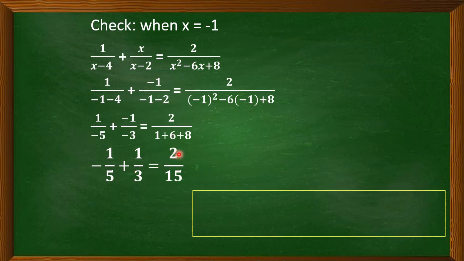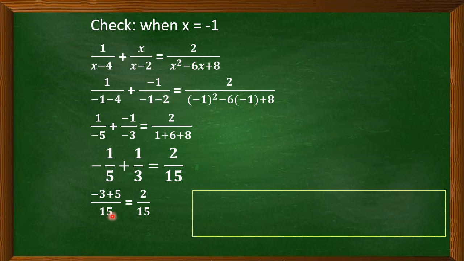2, bring down, then add the denominator. 1 plus 6 is 7 plus 8 is 15. Now we have to add negative 1/5 and 1/3. So we have to find the least common denominator between 5 and 3. And the least common denominator is 15.